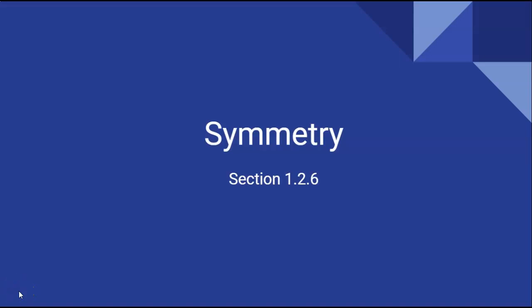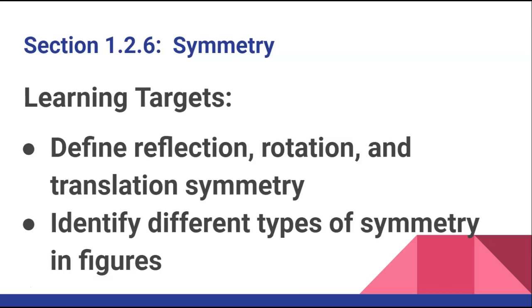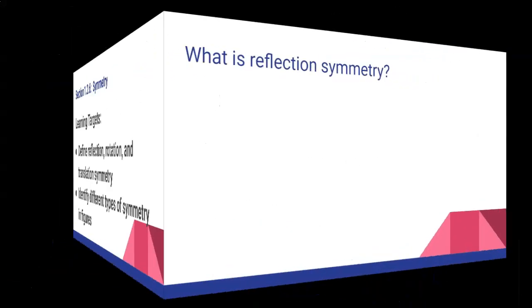Okay, here we go. We're going to do a little lesson on symmetry, which is section 1.2.6 in your book. In this lesson, our learning targets are to define reflection, rotation, and translation symmetry. And we're also going to learn how to identify types of symmetry in figures.